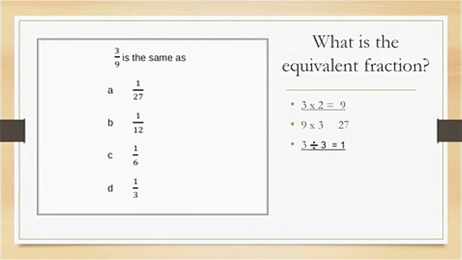All right, so as you can see, dividing by 3 would give us 1/3. So 3/9 is equivalent to 1/3. That's all the time we have for today's lesson.